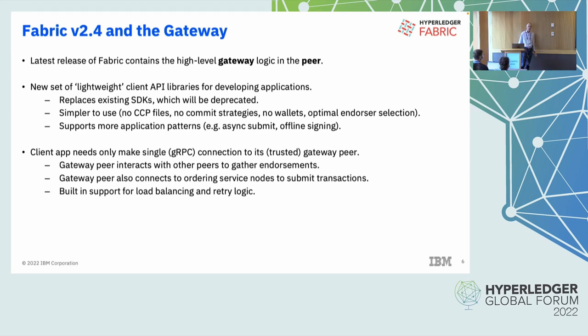Towards the end of last year, we released Fabric version 2.4, and one of the major new components in 2.4 was the gateway. The gateway is an implementation of this high-level programming model, but it's now in the peer itself rather than as a layer in the SDK. So we now expose that as a service from the peer. We went back and rewrote the three SDKs, the client APIs, into lighter weight ones, which are easier to use, with much lighter weight dependencies, and selfishly, they're much easier to maintain as well. When this finally gets into an LTS release, version 2.5, we do plan to start deprecating the older SDKs.